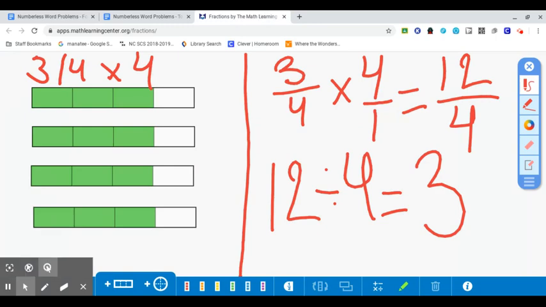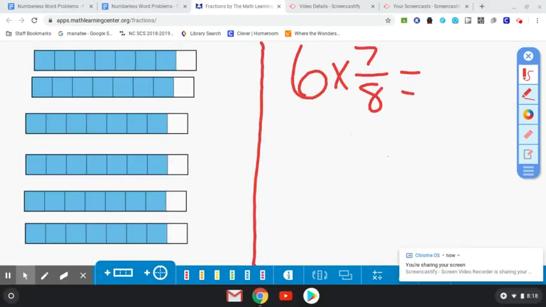Okay, so let me clear this out from our previous problem. Okay, guys, had some technical difficulties, but as you can see, we're multiplying 6 times 7/8. I've made my groups there to the left, but we've learned that you can put a 1 under the 6 and simply multiply across. So 6 times 7 is 42, and 8 times 1 is 8.